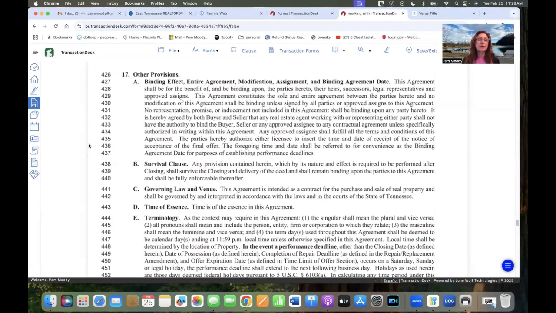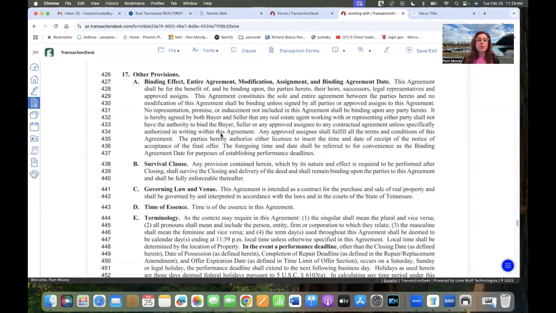This agreement shall be for the benefit of and be binding upon the parties hereto, their heirs, successors, legal representatives, and approved assigns. This agreement constitutes the sole and entire agreement between the parties hereto, and no modification of this agreement shall be binding unless signed by all parties or approved assigns to this agreement. No representation, promise, or inducement not included in this agreement shall be binding upon any party hereto.